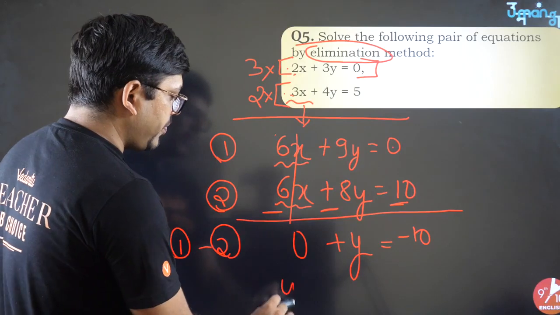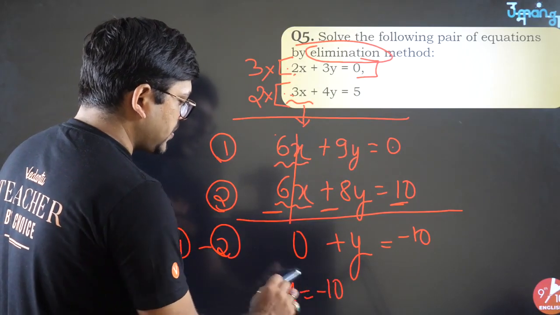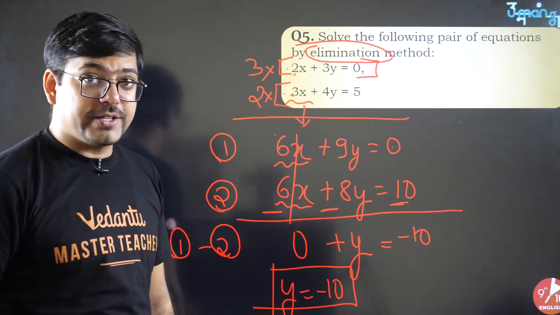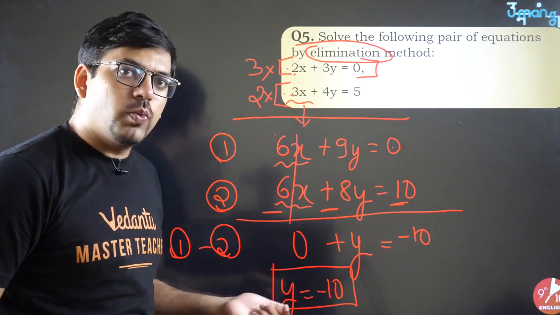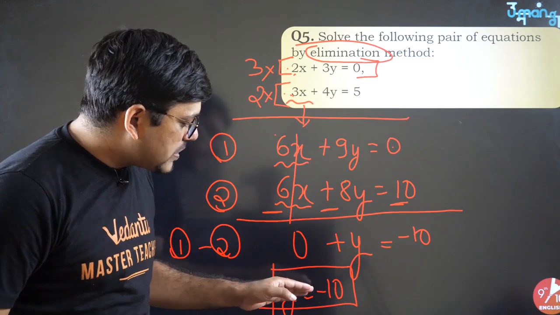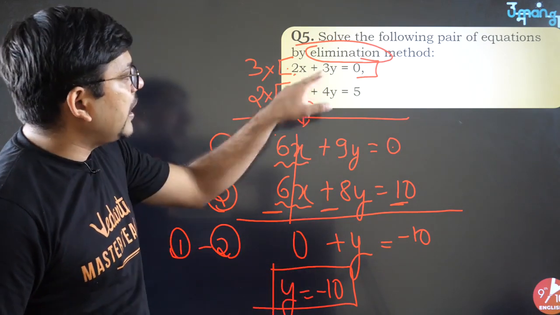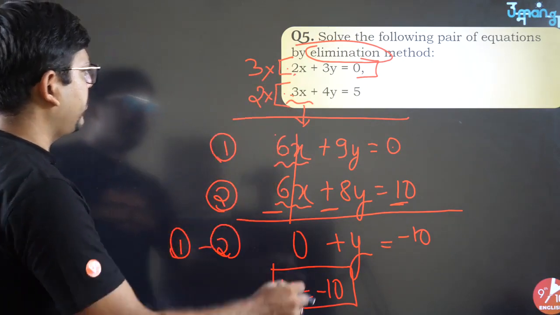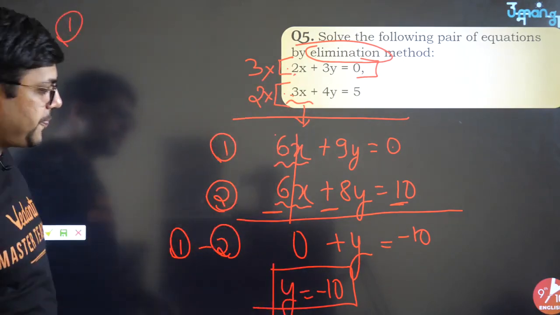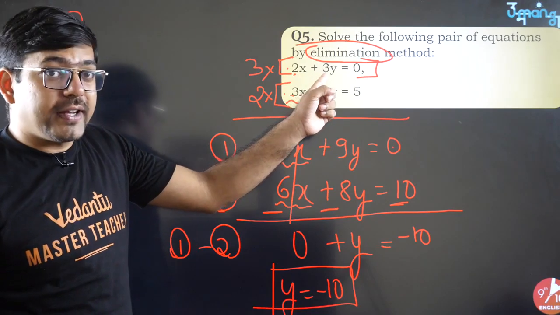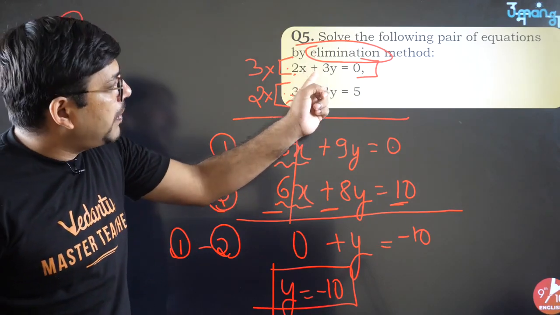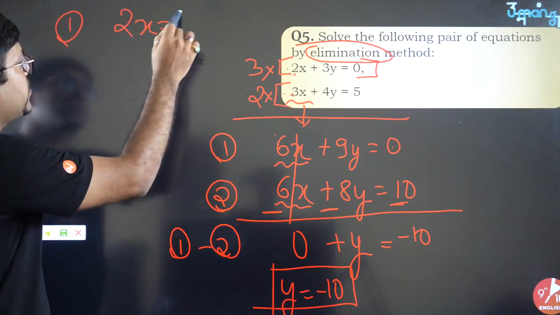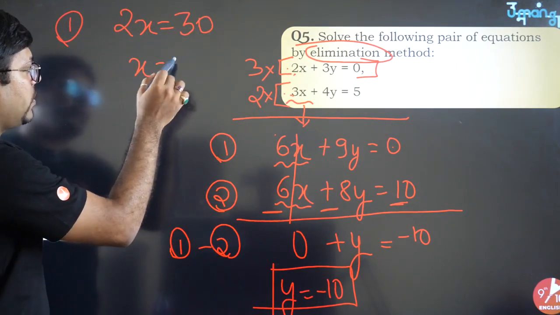So what have you got? You have finally got y equals minus 10. And if you put this same value, y equals minus 10, in any of these equations, either the first or the second, you'll get the answer of x. Let's put it in the first one. So y equals minus 10, so 3 into minus 10, minus 30, minus 30 going to this side. So you will get 2x is equal to plus 30, means x is equal to 15.